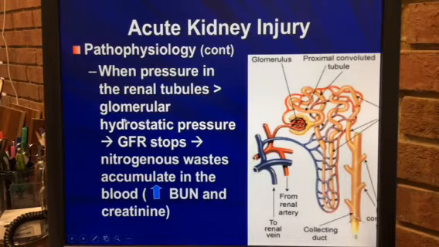So let's stop and think about that. Where does glomerular hydrostatic pressure come from? Stop and think about that for a minute. What produces the glomerular hydrostatic pressure? What is hydrostatic pressure? Anyway, when the pressure in the renal tubules is greater than this glomerular hydrostatic pressure, then glomerular filtration stops. And when you're not filtering, then these nitrogenous waste products start to build up in the blood. And we see that as elevations in blood urea nitrogen and in creatinine.